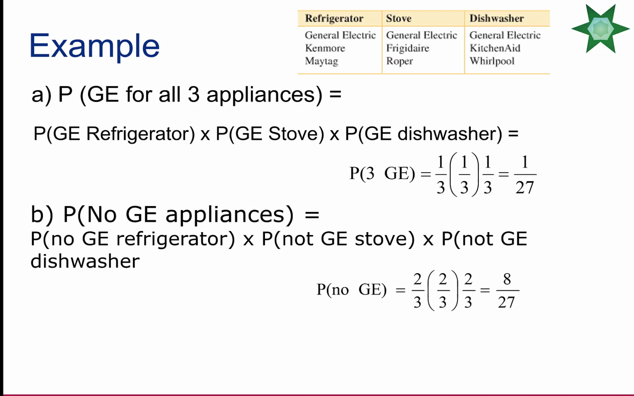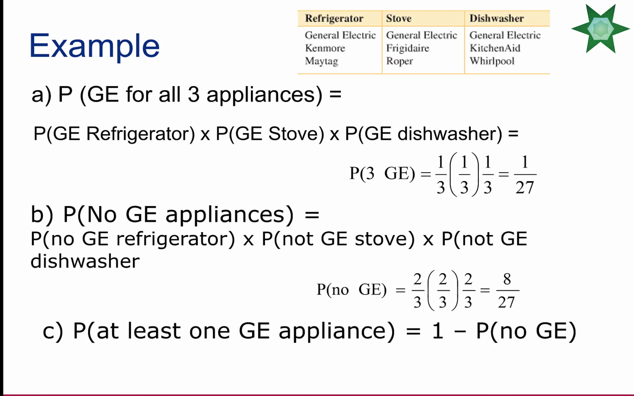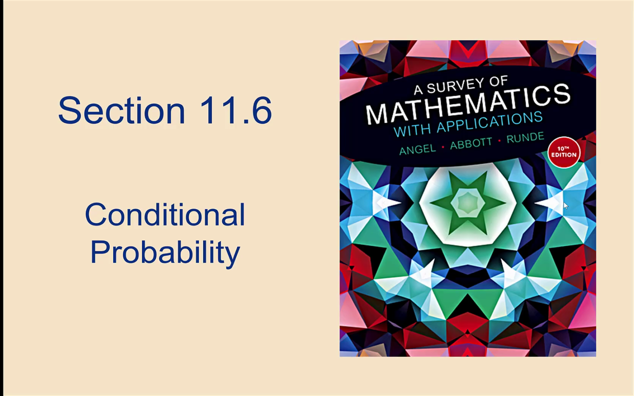Now, the probability of at least 1 GE appliance is 1 minus the probability of no GE appliances, which is what we just calculated in Part B. So we're simply going to subtract 1 minus 8 over 27 and get 19 over 27.